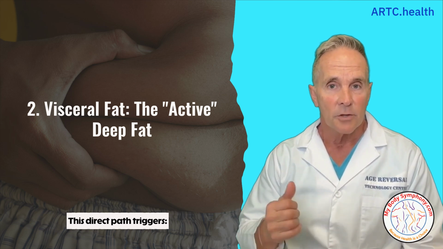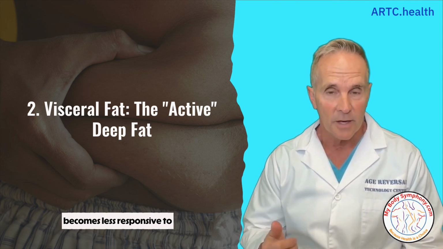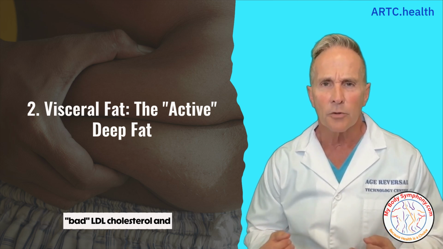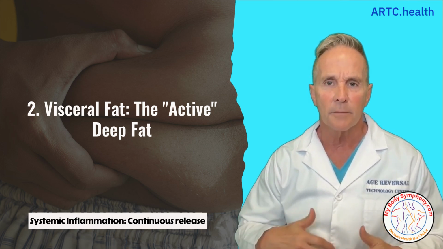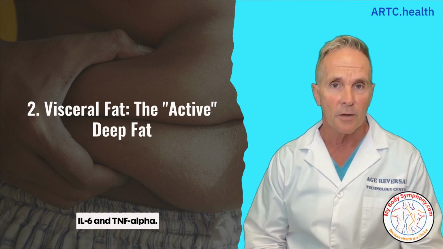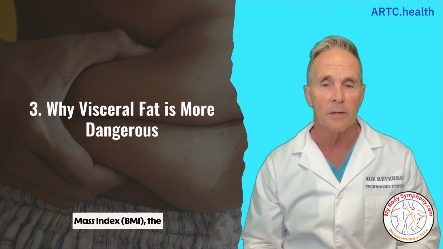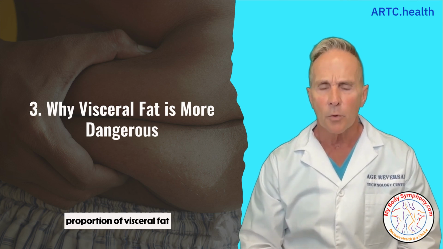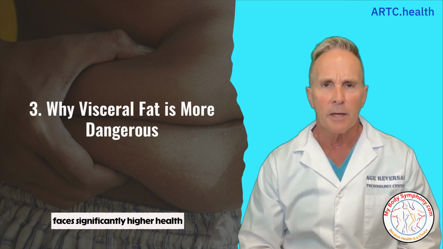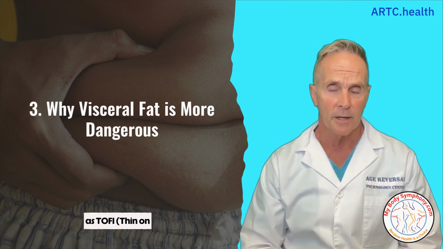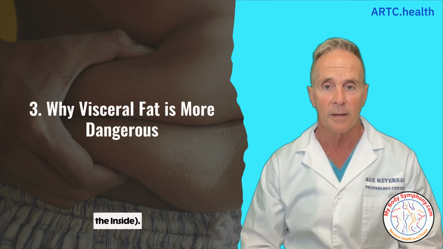This direct path triggers insulin resistance. The liver becomes less responsive to insulin. Dyslipidemia: increased production of bad LDL cholesterol and triglycerides. Systemic inflammation: continuous release of pro-inflammatory markers like IL-6 and TNF-alpha. Even if two people have the same body mass index, BMI, the one with a higher proportion of visceral fat faces significantly higher health risks. This is why some individuals are referred to as TOFI, thin on the outside, fat on the inside.